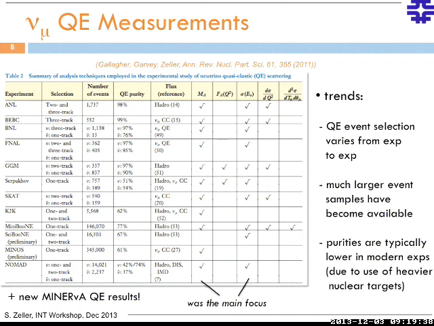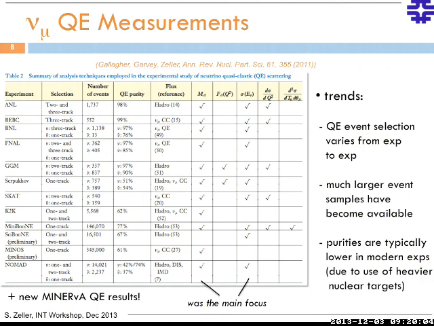You can also notice as a second trend that we have much larger event samples available in modern experiments, orders of magnitude larger event samples, which allows us to study this interaction in more detail. And also, you can see that the purities have typically degraded a bit. They're a bit lower in the modern experiments, and that has in large part to do with the fact that we're using heavier nuclear targets in the interaction, so we have larger backgrounds from other processes.